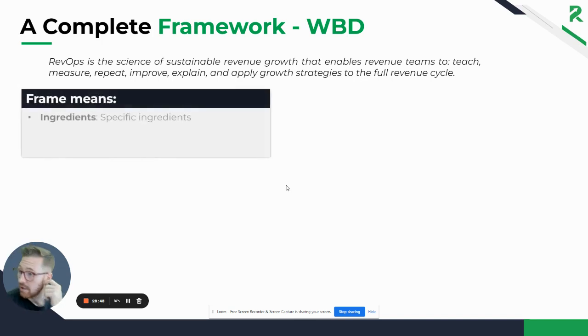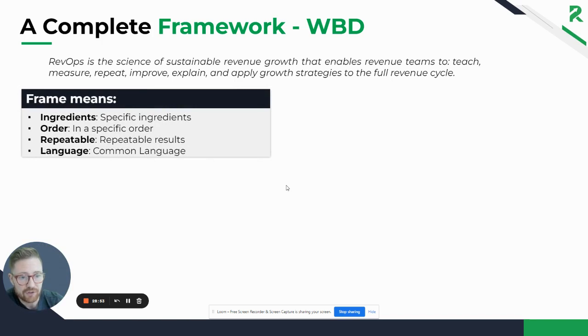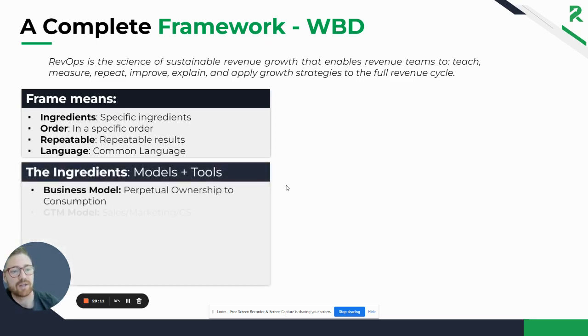Let's start here. If the framework means there's ingredients, meaning there's specific ingredients that are there every single time and it tastes bad if you don't have them. It means there's a specific order that if you don't cook it in the same way, you're going to get a result you don't like. It's repeatable, meaning you can have a recipe, and it's a common language so that we can all talk the same way from one revenue operations together. We have that. Here are the ingredients. We'll be going over this.